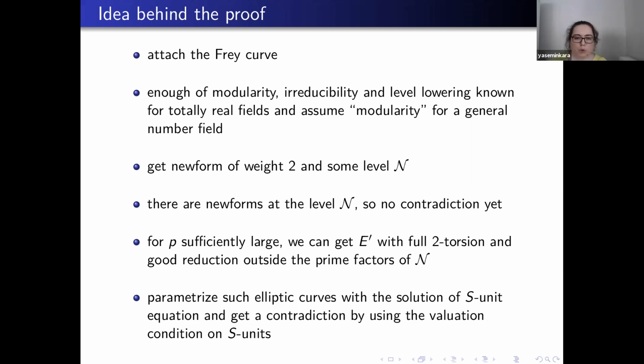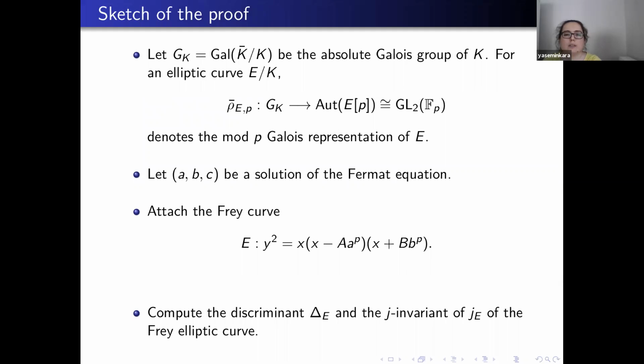So what you do is, for p sufficiently large, instead of E, you can work with E' with full 2-torsion and good reduction outside the prime factors of n. Then you can parameterize such E' with a solution of the S-unit equation. And because you have some conditions on the valuation of these S-units, you get a contradiction.